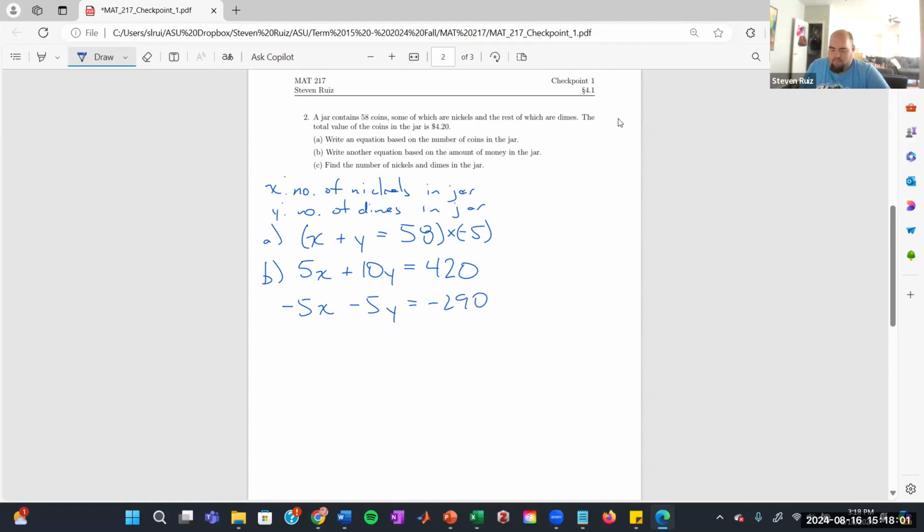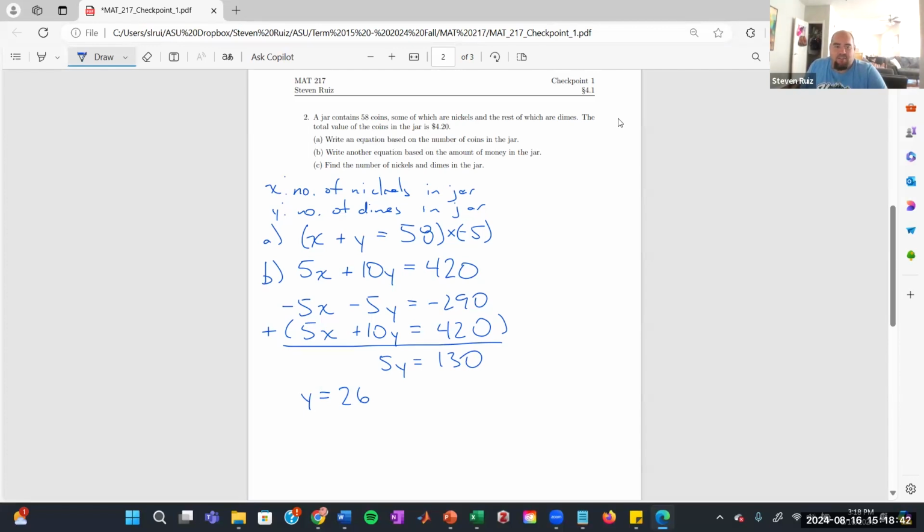What is my second equation? I'm going to leave that as is. So why did I multiply that top equation by -5? Well, because now if I add these equations together, my x terms annihilate each other. So -5x plus 5x is 0x. -5y plus 10y is 5y equals 130. So if 5y equals 130, divide that by 5, and I get that y is equal to 26.